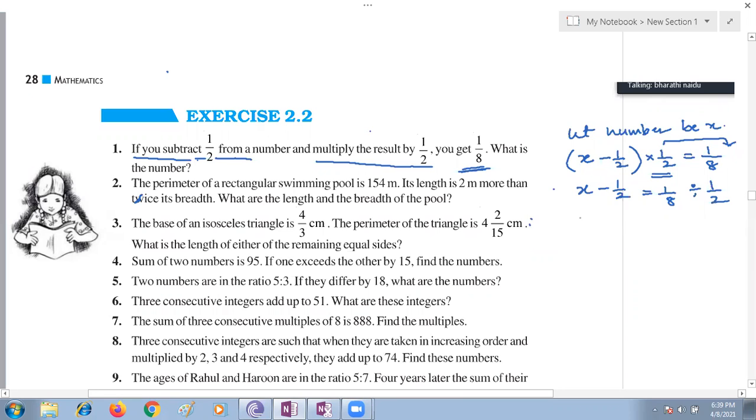Next, x minus 1 by 2 is equal to 1 by 8. You are supposed to write division as multiplication, so you have to take the reciprocal. The reciprocal of 1 by 2 is nothing but?